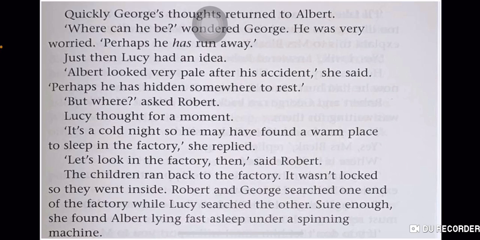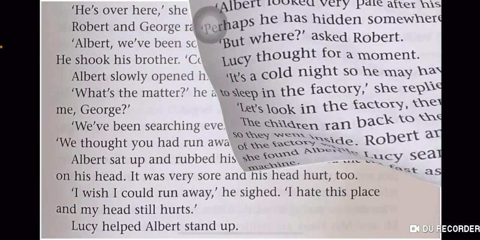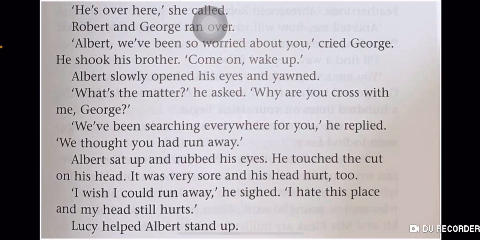It's a cold night, so he may have found a warm place to sleep in the factory. She replied, Let's look in the factory. Then said Robert. The children ran back to the factory. It wasn't locked, so they went inside. Robert and George searched one end of the factory while Lucy searched the other. Sure enough, she found Albert lying fast asleep under a spinning machine.